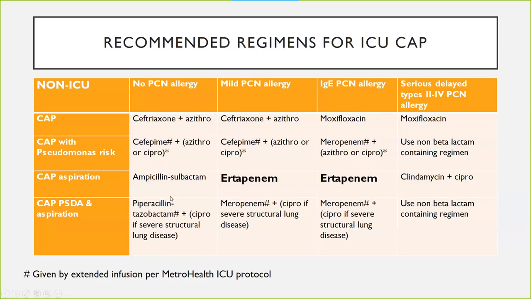And we also give a lot of the beta-lactams by extended infusion per the ICU protocol. You don't have to remember all of these. There is a pneumonia order set that walks you through each of these scenarios. Once you figure out where the patient is going to be triaged to and you determine whether you need to cover for Pseudomonas or aspiration, the order set will walk you through what the recommendations are. And they also have all the definitions for when you need to suspect Pseudomonas, what are each of these kinds of allergies. So it's a good resource both for management and for education.